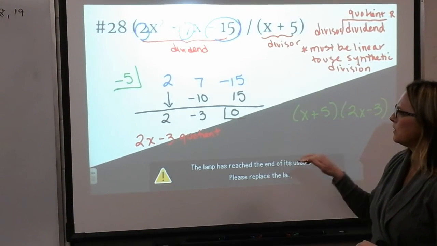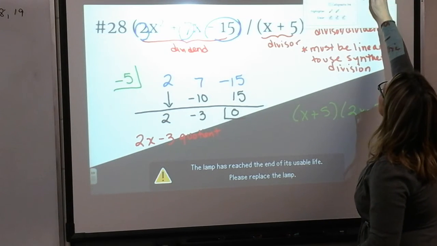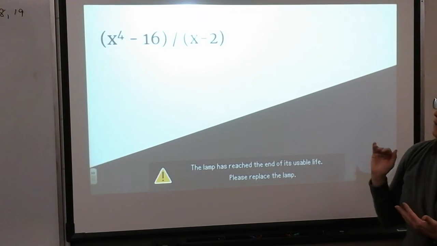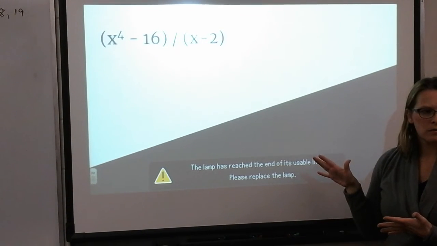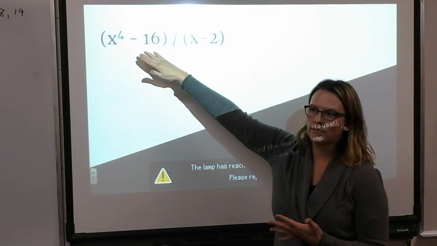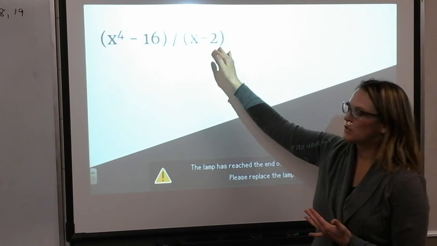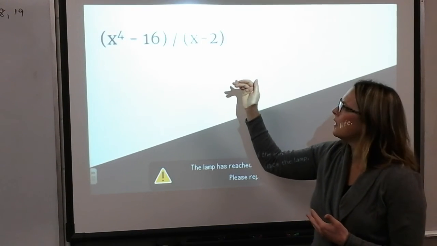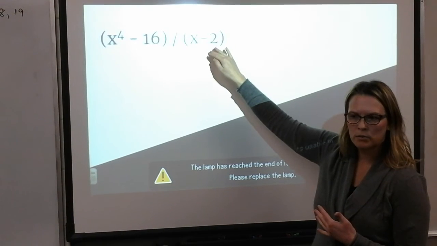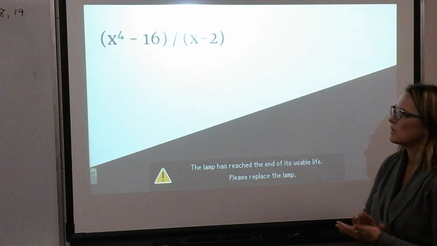Okay, I'm going to show you what to do if we're missing a term. In this particular case, what is our dividend? X to the fourth minus 16. And what's our divisor? X minus 2. So this one is x minus 2, the other one was x plus 5. So the sign matters. If I had x minus 2 and I was finding my root, I would say x minus 2 equals 0, so x equals 2. When you're doing synthetic division, you're always going to write your root down.